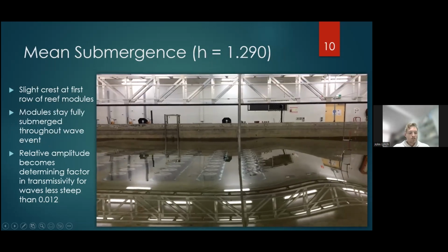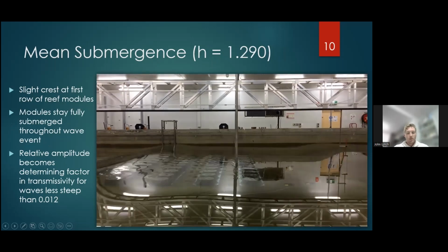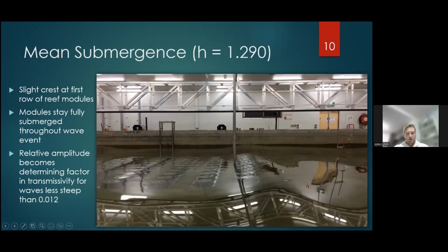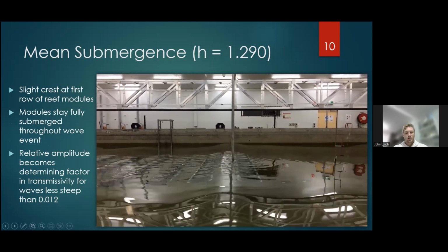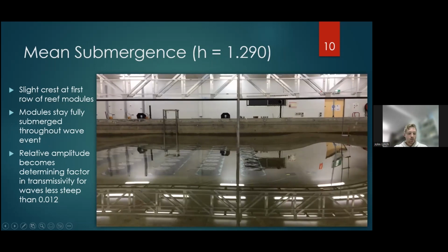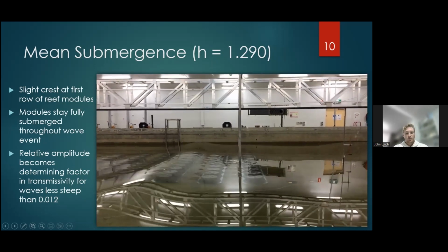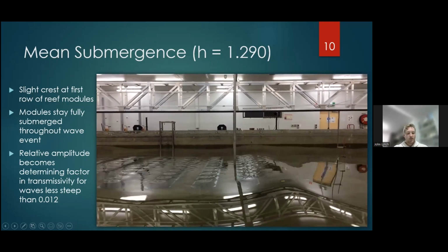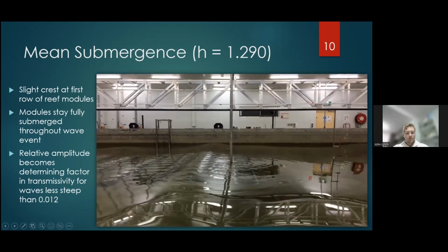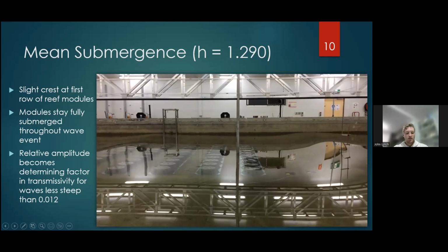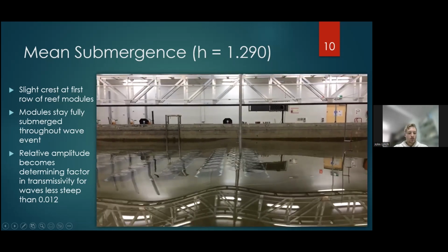So this is the same wave event at the mean submergence condition. So you can see the wave crest begins to break upon encountering the first row, though not to the same extent as seen at the shallow condition. And the reef modules stay fully submerged throughout this wave event. So at this condition, wave amplitude becomes the determining factor for transmissivity for the waves less steep than 0.012.